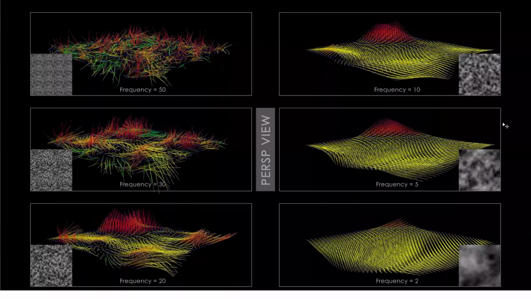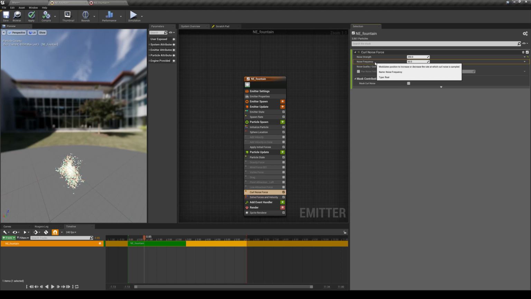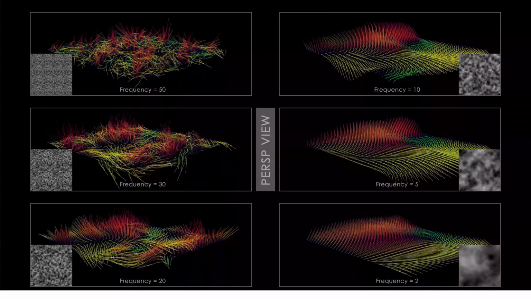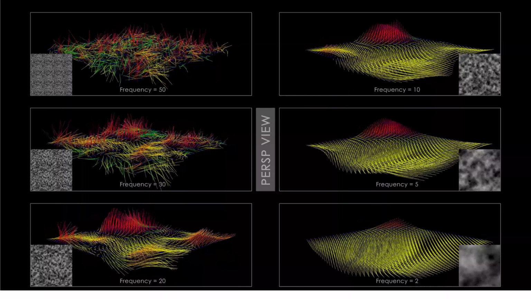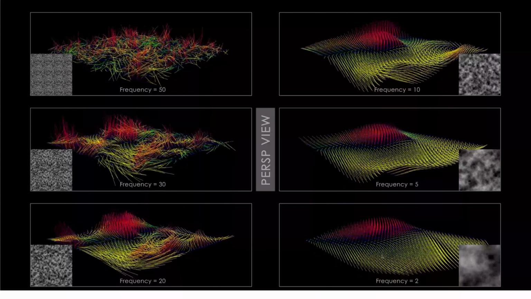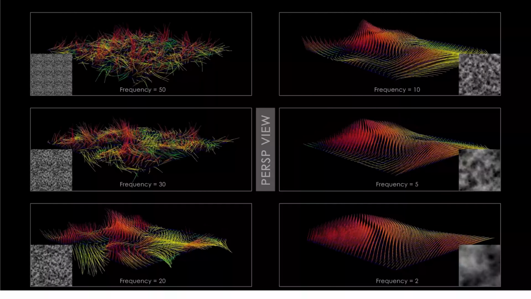So if you remember, we had 2 attributes here, noise strength and noise frequency, and I'm trying to show you what each one of these 2 do. The most important one is the noise frequency. So let's go back to our simulation. In this case, we are seeing the same curl noise with different frequencies. The first one has a high frequency of 50. The next ones have lower frequencies: 30, 20, 10, 5, and 2. And you will see on the corners what this frequency means.